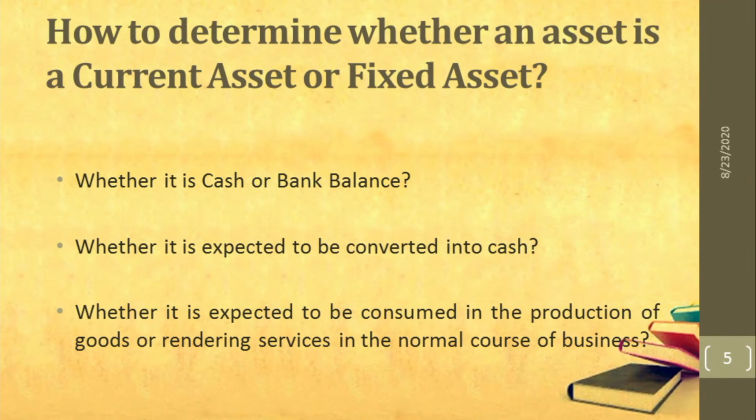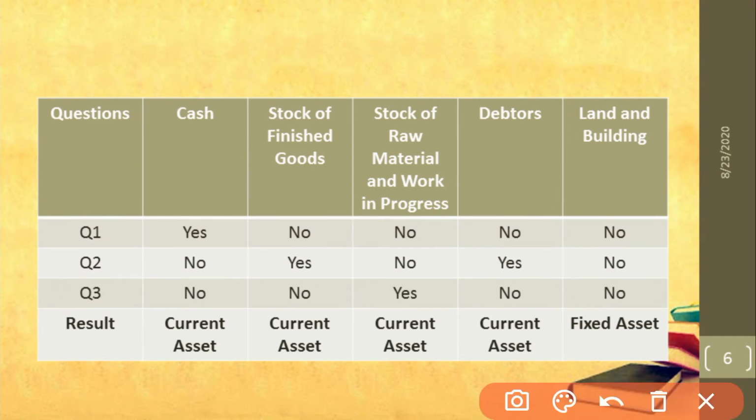Alright, so let's see the third question, which says whether it is expected to be consumed in the production of goods or services rendered in the normal course of business. Let's see. Cash, no. Finished goods, no. Stock of raw material and work in progress, yes. For debtors and land and building, no. So over here what we have seen is, whenever all three questions say no, then only it is a fixed asset. Only for land and building the answer to all three questions was no, hence land and building is the fixed asset.